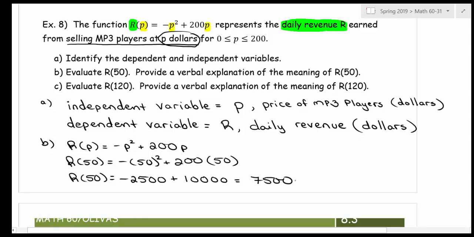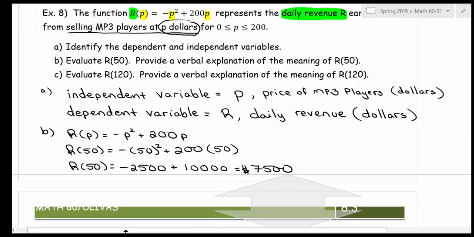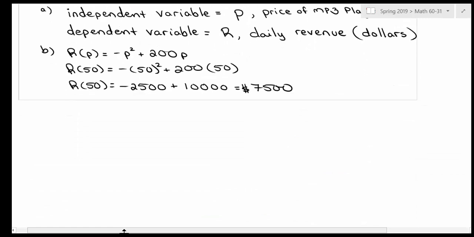Now remember what this represents. This represents dollars. So you're going to want to make sure you remember that this is dollars. When we explain the verbal explanation, that's going to be important. So I'm going to insert a little bit more space here. That should be enough space.